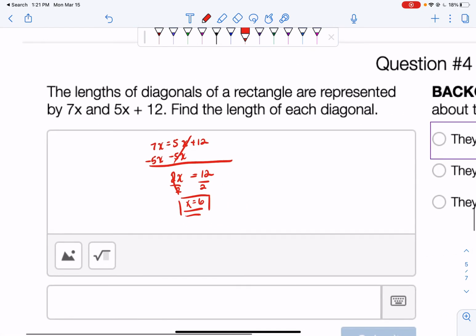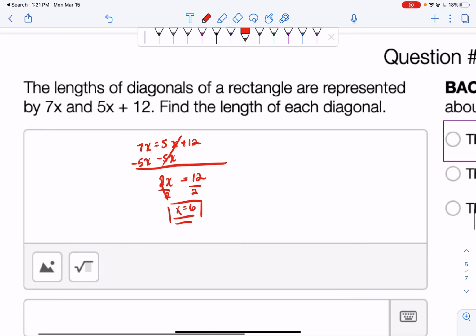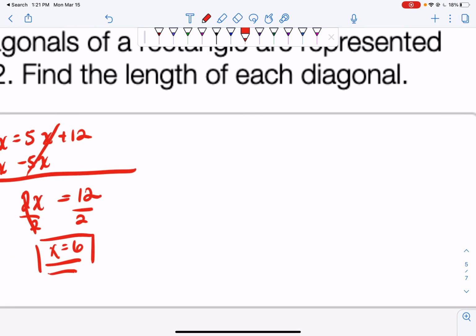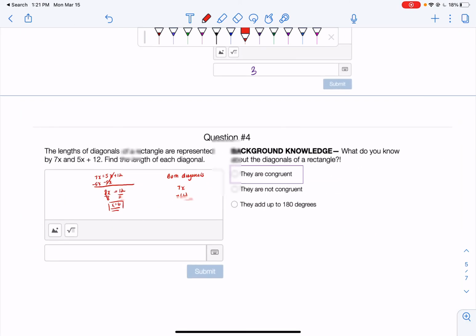So now that I know x is 6, and I know my diagonals are congruent, I can just plug it into one of them. So if I want, I can plug it into my 7x or my 5x plus 12. I'm just going to plug it into my 7x because that'll be easier. So both diagonals. I just plug in 6 to 7x, and I get 42. So the lengths of both diagonals are 42. You just put a 42 in here.